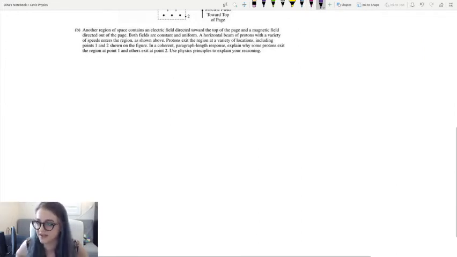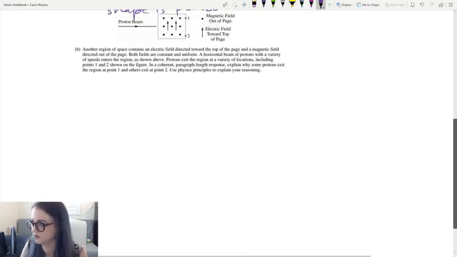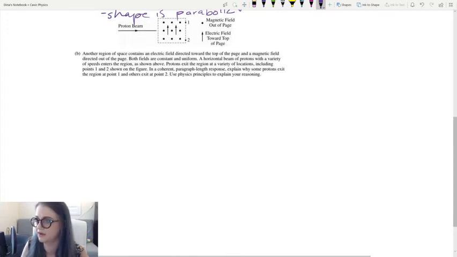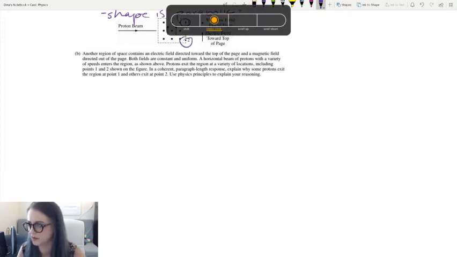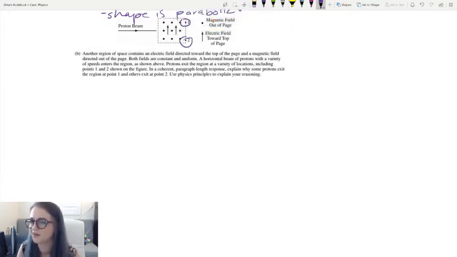Another region of space contains an electric field directed towards the top of the page. I'll make it so we can see this drawing. And a magnetic field directed out of the page. Both fields are constant and uniform. A horizontal beam of protons with a variety of speeds enters the region as shown above. Protons exit the region at a variety of locations, including points 1 and 2 on the figure. So these are our 2 points we're kind of looking at. In a coherent paragraph length response, explain why some protons exit at 1 and others at 2.